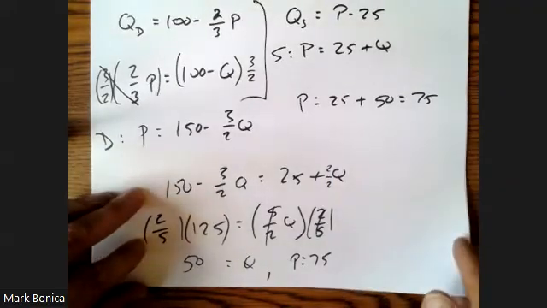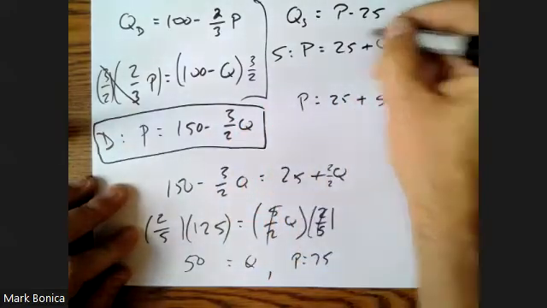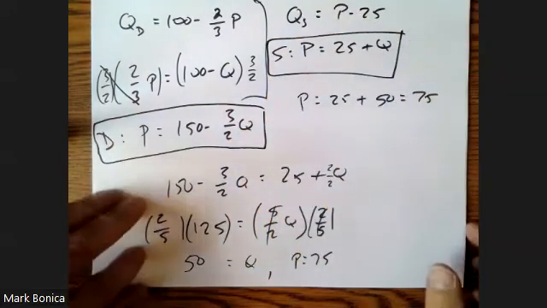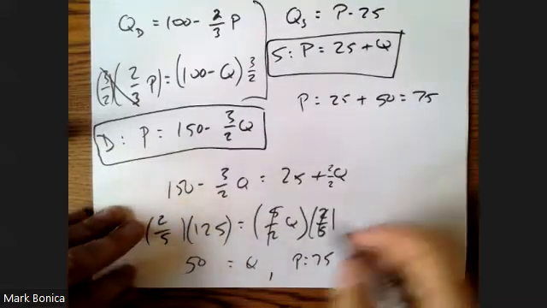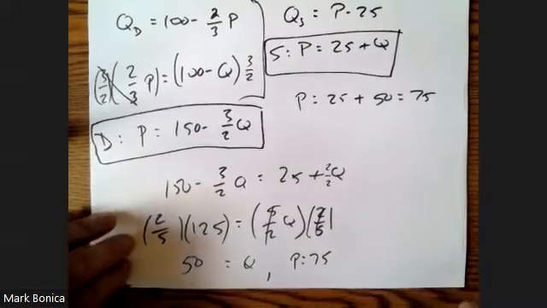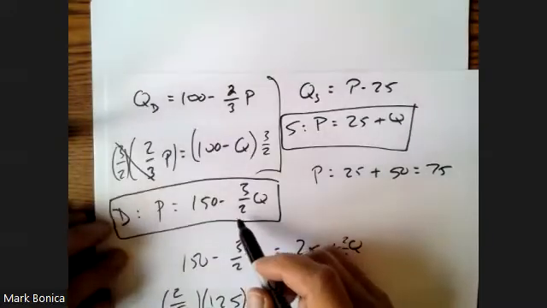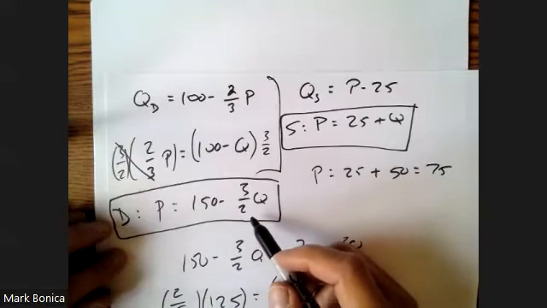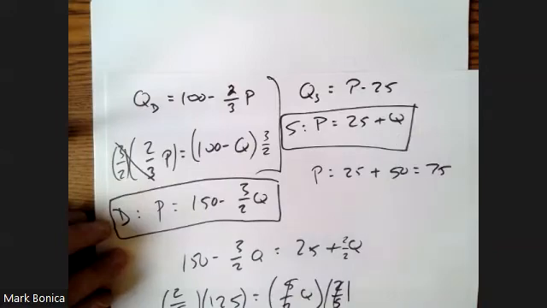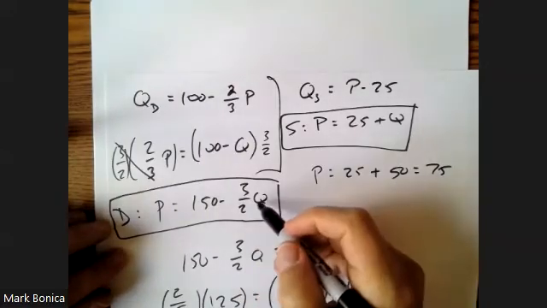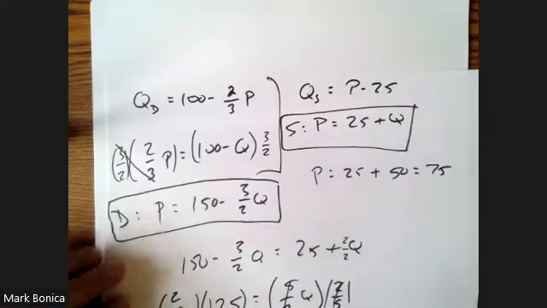Now let's remember, this is our demand function and this is our supply function. We want to be able to draw this, and we now know the equilibrium is 50 and 75. So let's draw this. The slope of demand is 3/2. The slope of supply is 1. So demand is relatively steep, and supply is a 45-degree line.